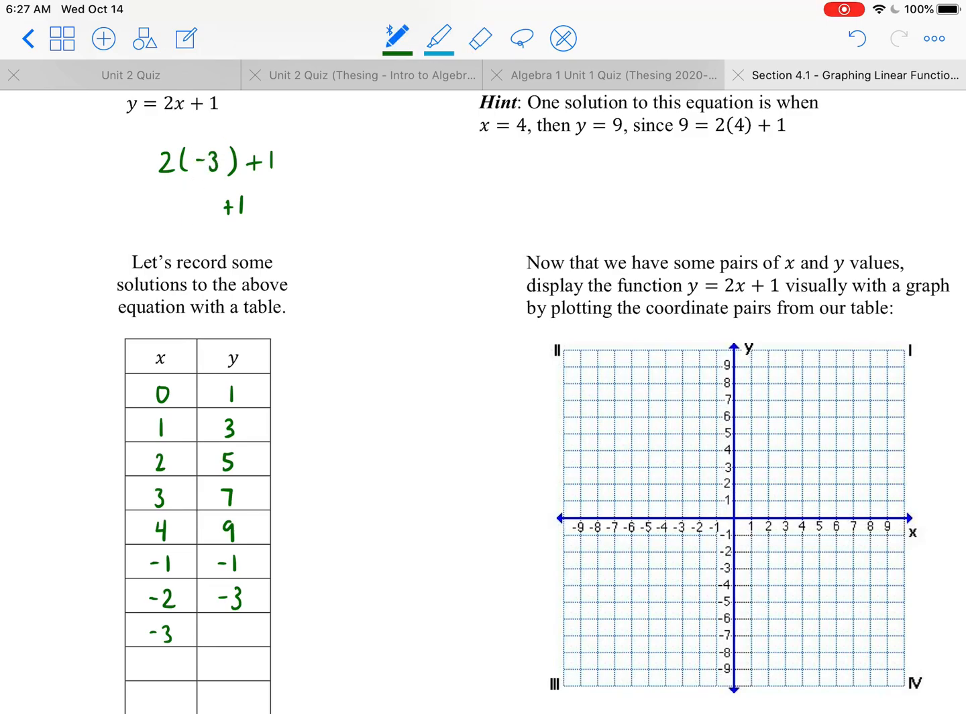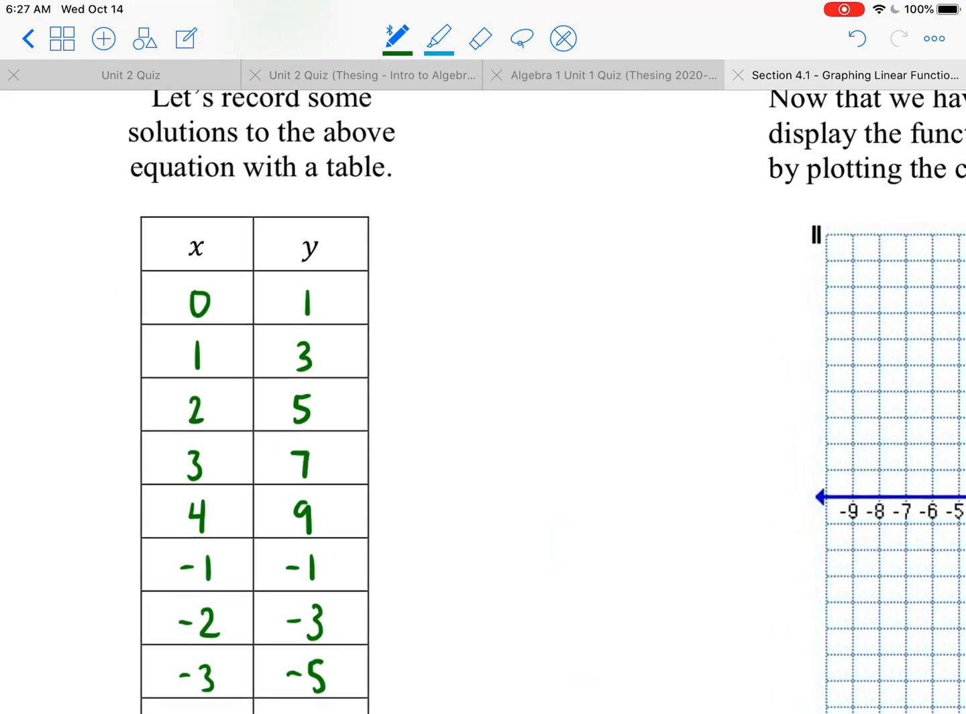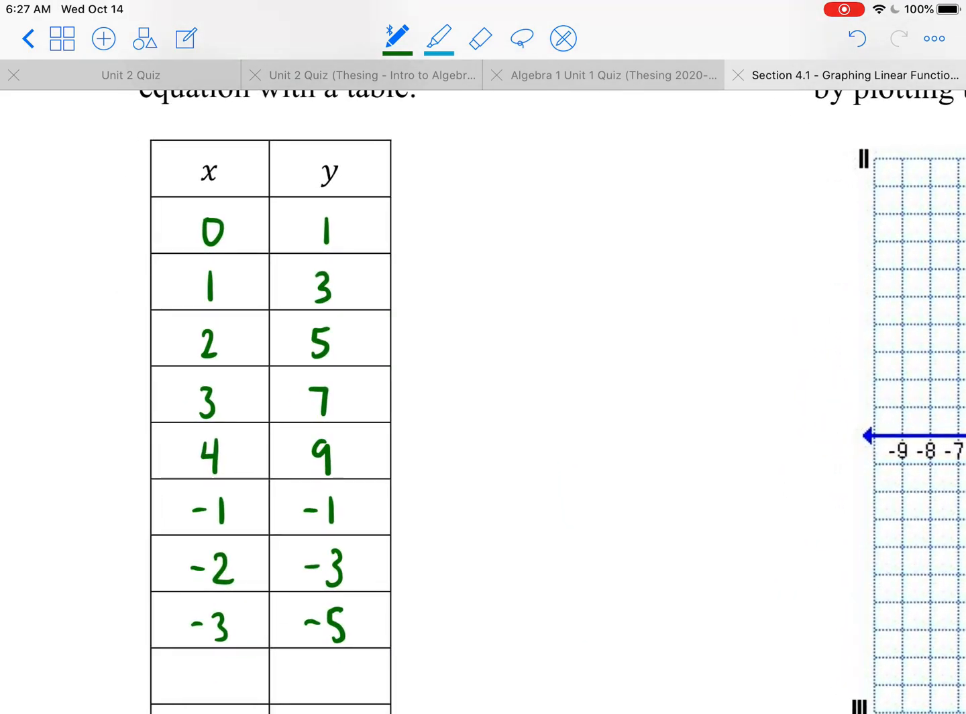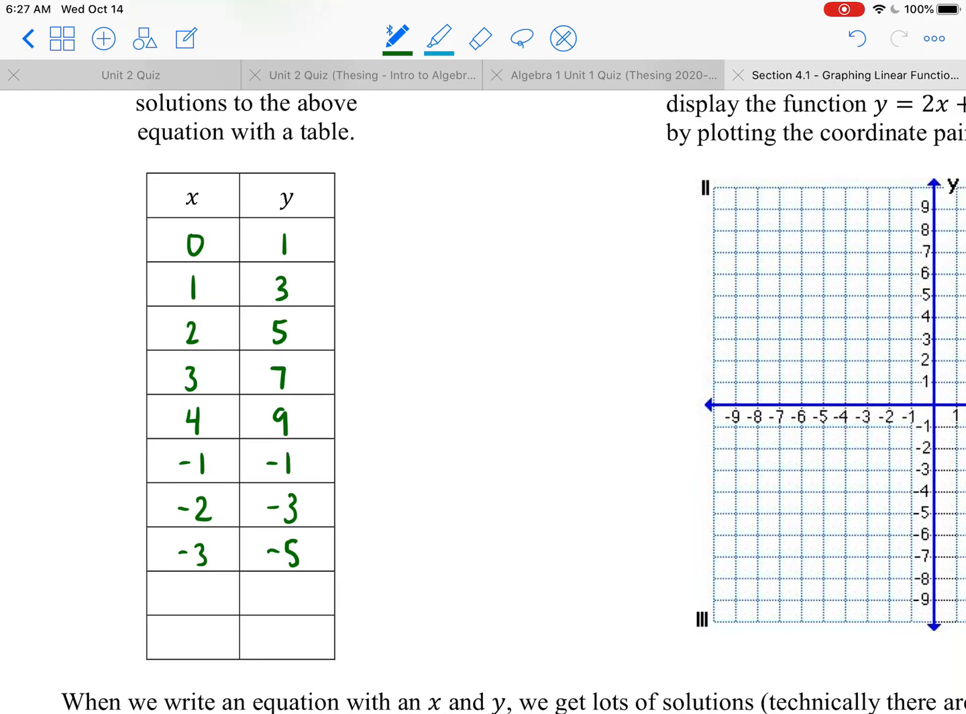At a certain point, it gets a little boring because you're kind of like, okay, this is plenty of points. I don't need any more points. So let's go ahead and graph this. I'm just going to leave the last couple blank because I think you get the idea. So let's graph these points here.